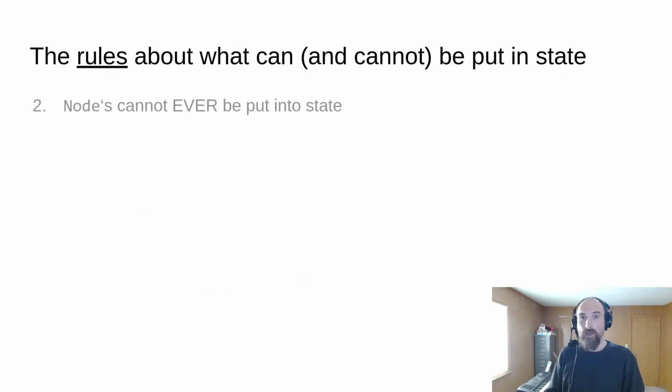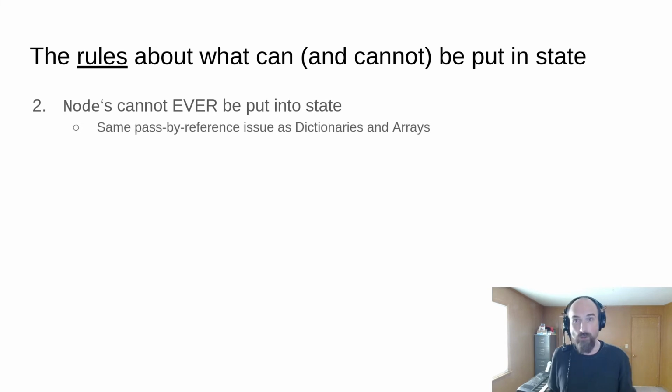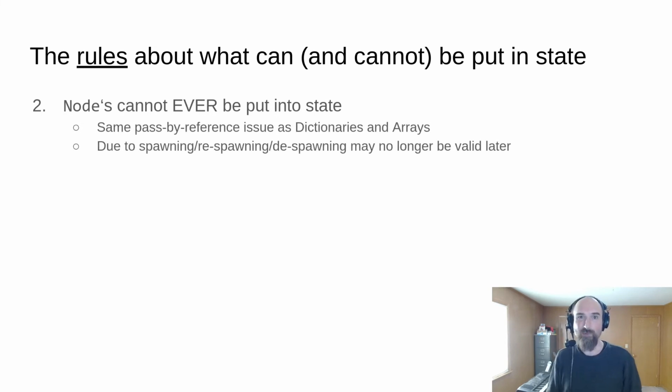Rule number 2, nodes cannot, under any circumstances, ever be put into state. I mentioned this rule in the last video. Nodes have the same reference issue as arrays and dictionaries, but more than that, they are subject to spawning, despawning, and respawning, as well as reuse if you have that feature enabled. So that by the time you go to load them from state, they may no longer exist or be the node that you want, so instead, you should always store the node paths or other properties from the node.